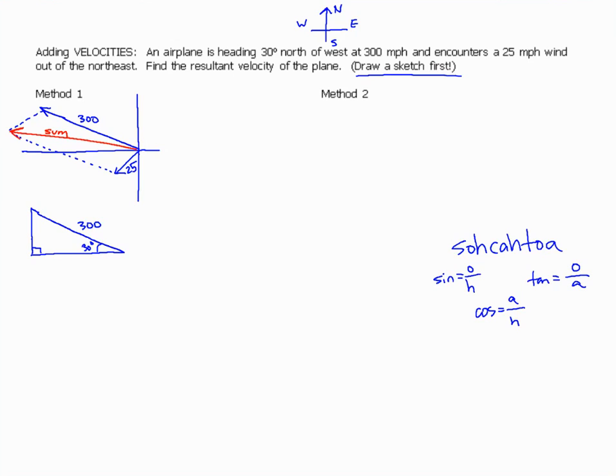So the horizontal component is the I, the vertical component is the J. We need to know the speed in the horizontal component. We need to know the speed in the vertical component.